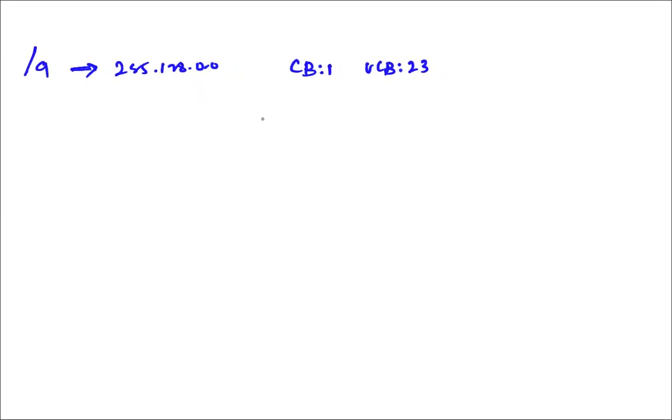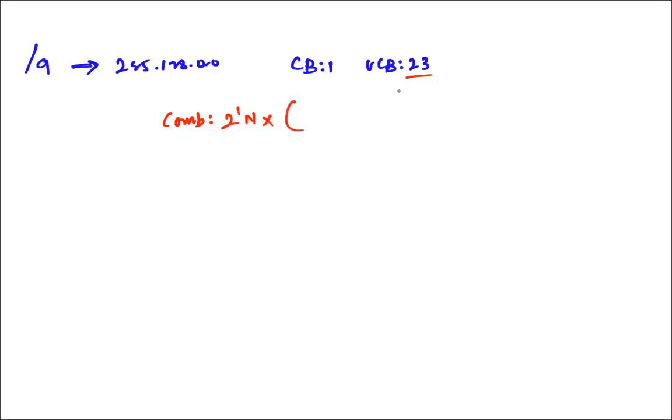So yes, now we'll try to get the combination of this. Combination: 2 to the power 1 networks. How do you basically write this 2 to the power 23, guys? We can write 2 to the power 23 as 2 to the power 7 into 2 to the power 8 into 2 to the power 8. So we write like this. Okay, so what is it? It's going to be 2 networks into 128 into 256 into 256.